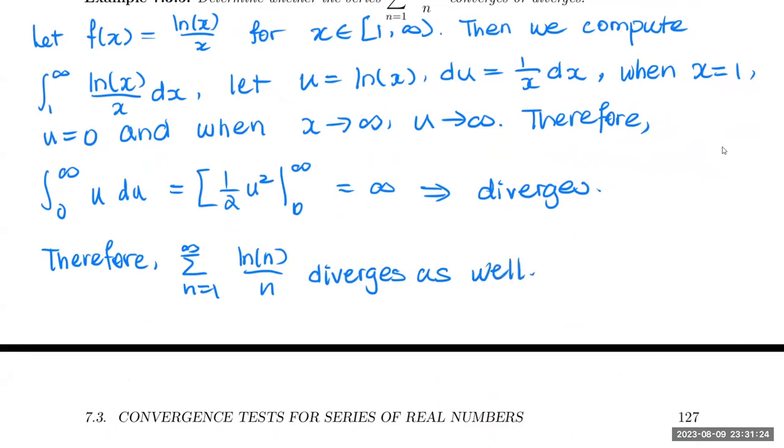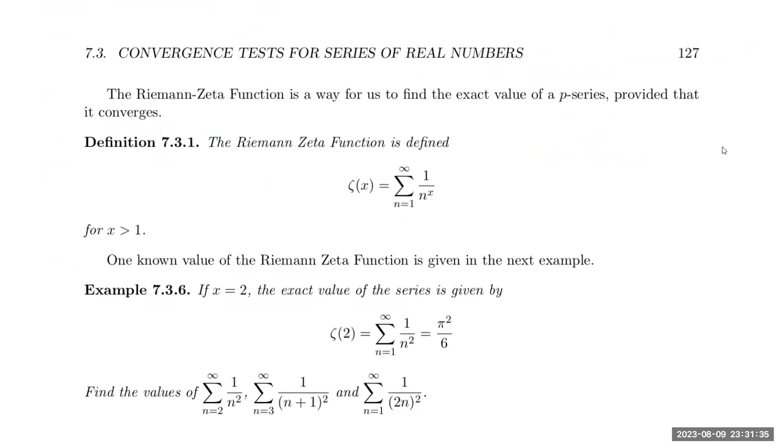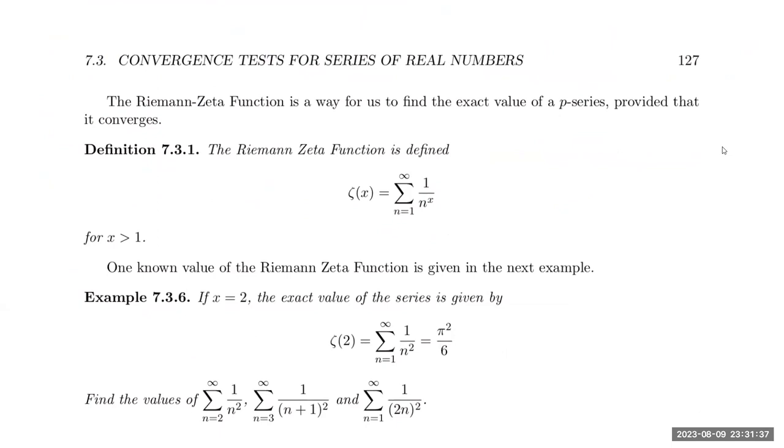Perfect. All right, so let's have a look at one particular example, which you might see later on. The Riemann zeta function is a way for us to find the exact values of a p-series, provided that it converges. The Riemann zeta function is defined by zeta of x, where we have the series of 1 divided by n to the power x.